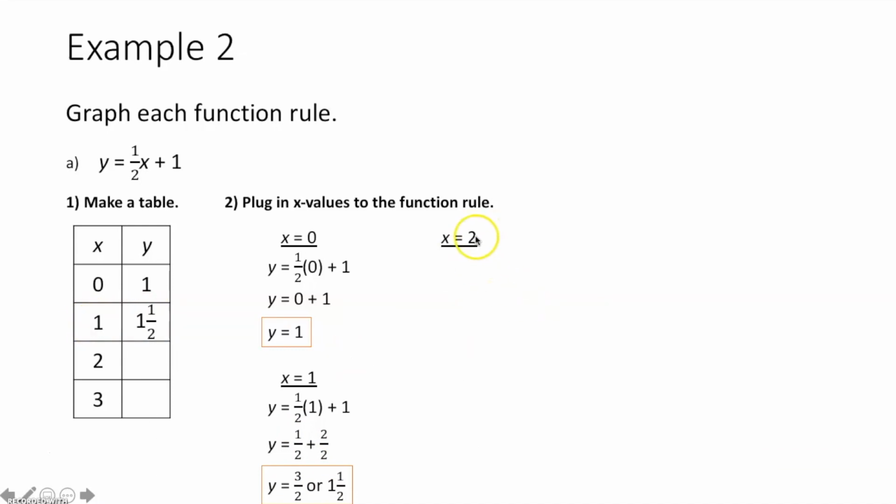Next, when I plug in 2 for x in my original function rule, 2 times 1 half is going to be the same thing as 1 half times 2 over 1. So I multiply the numerators together and denominators together. I end up getting 2 over 2, which is going to be 1. Now what's 1 plus 1? That is 2.